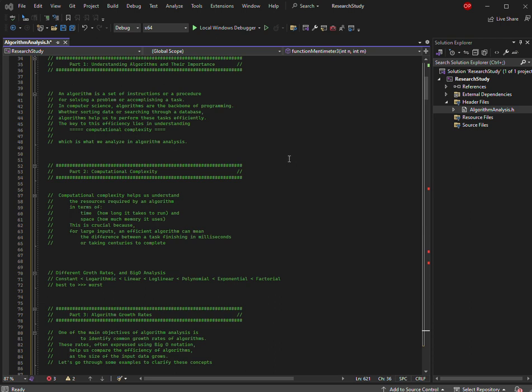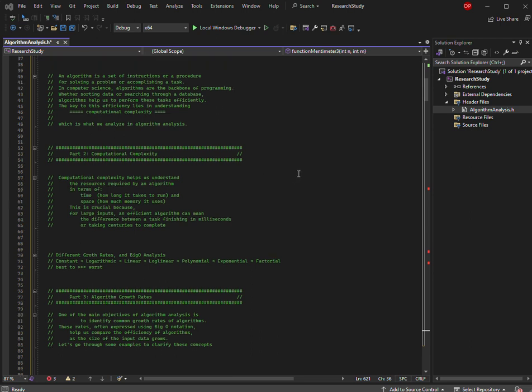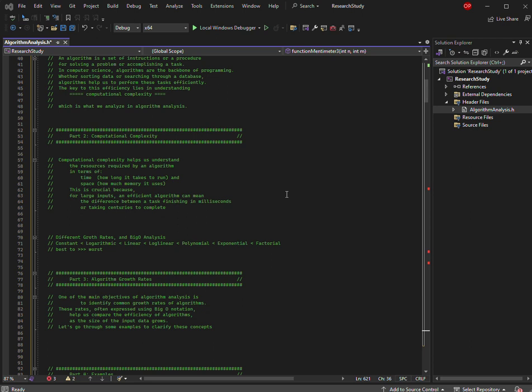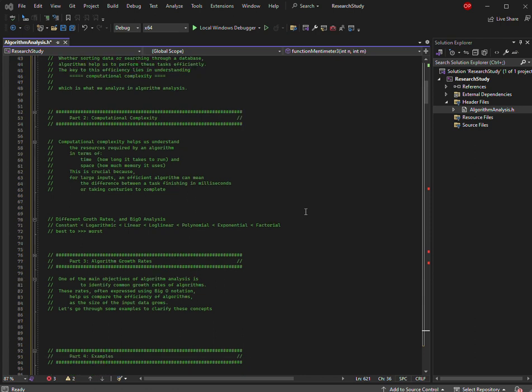So the key to this efficiency lies in understanding computational complexity, which is what we analyze in algorithm analysis. And what is computational complexity? Computational complexity helps us understand the resources required by an algorithm in terms of time and space. Time as in how long it takes to run, and space as in how much memory it uses. This is crucial because for large inputs, an efficient algorithm can mean the difference between a task finishing in milliseconds or taking centuries to complete.